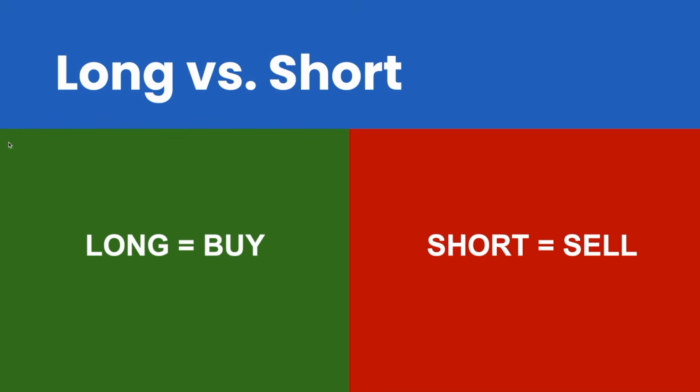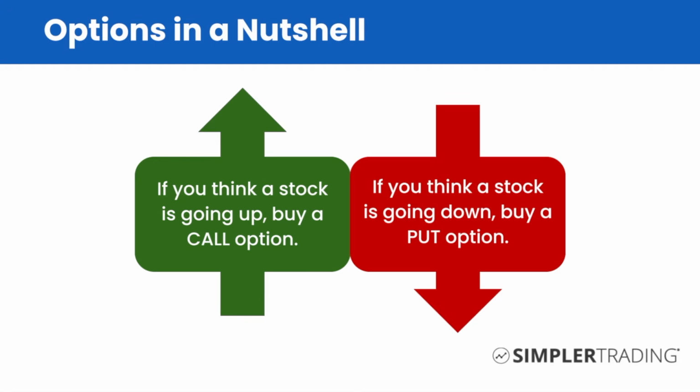So long versus short. Long is the same thing as buy. Short is the same thing as sell. If you're bullish on a stock, you want to go long or buy it. If you're bearish on a stock, you want to go short or sell it. Options in a nutshell, a very bare bones interpretation of options: if you think that a stock is going to go down, you buy a put option. If you think that a stock is going to go up, you buy a call option.